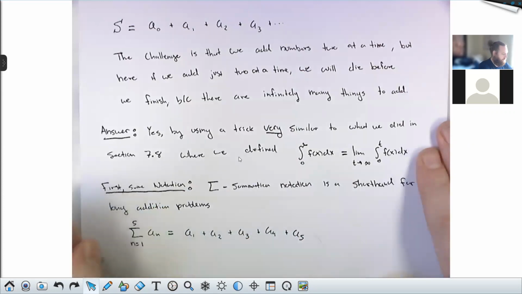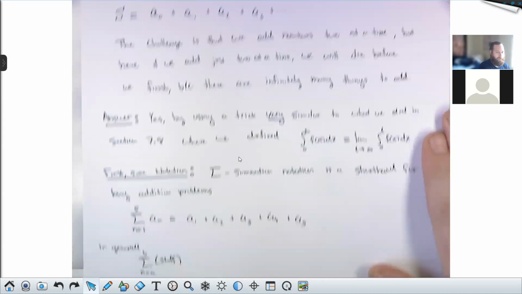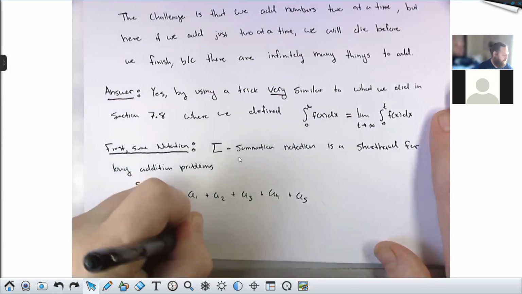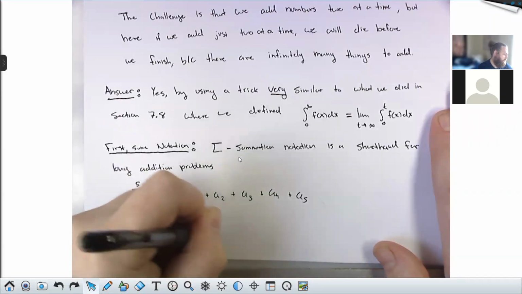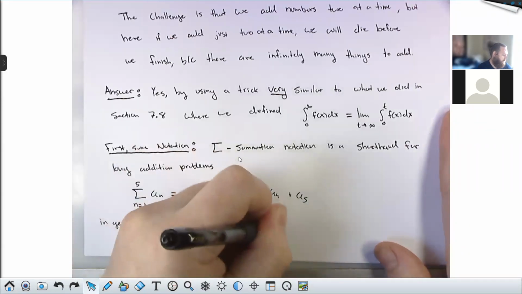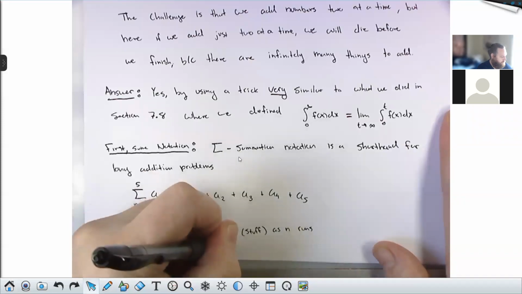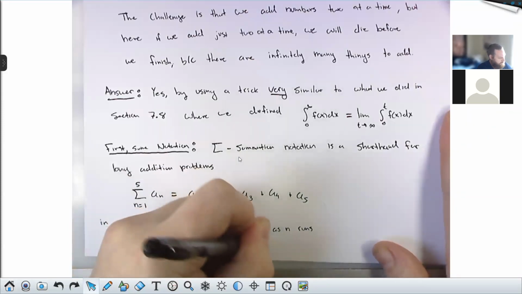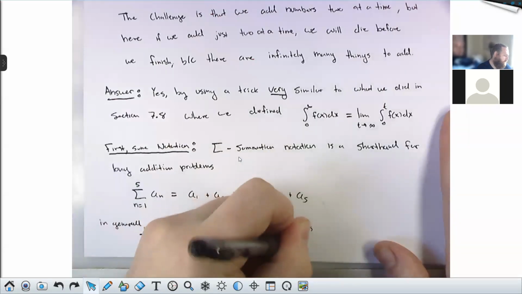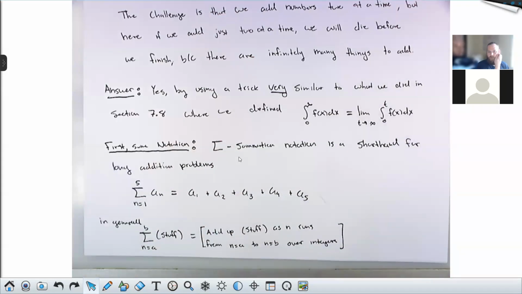In general, sigma from n equals a to b of some stuff, where the stuff involves n, is what you get when you add up that stuff as n runs from n equals a to n equals b over the integers. All right, n is always going to be a whole number here.